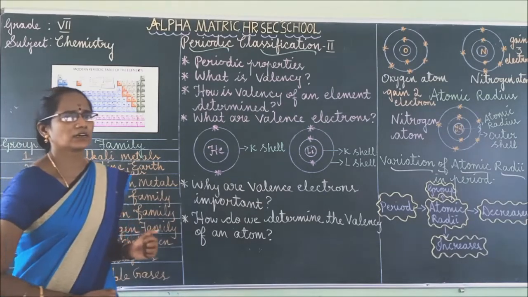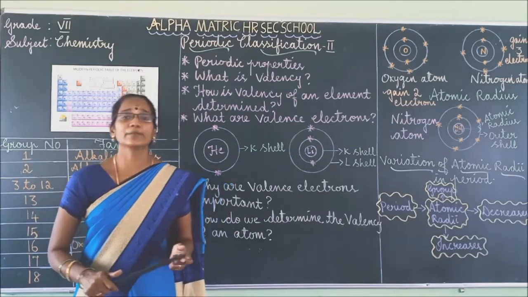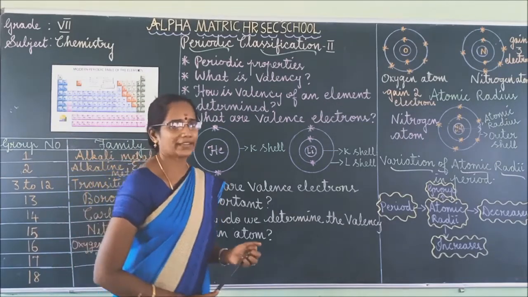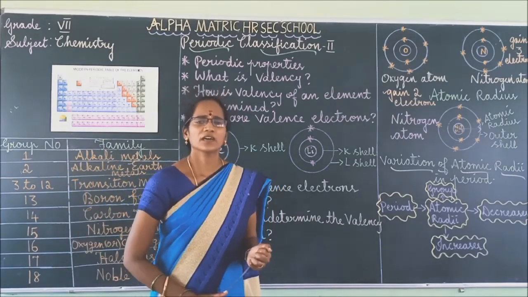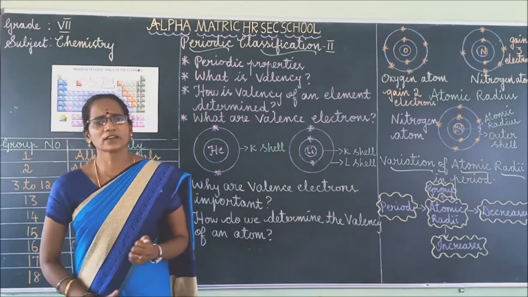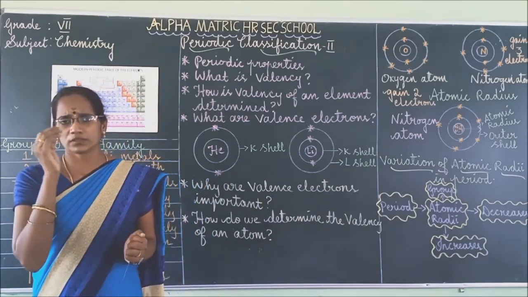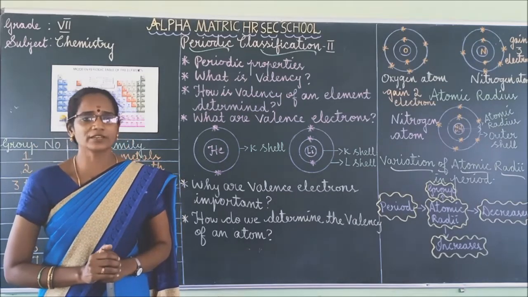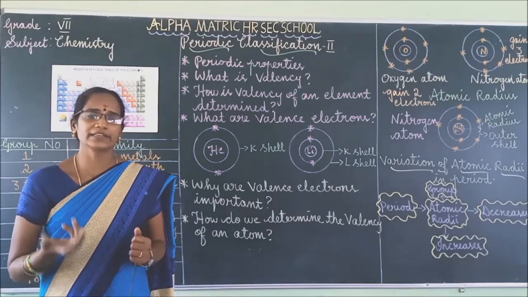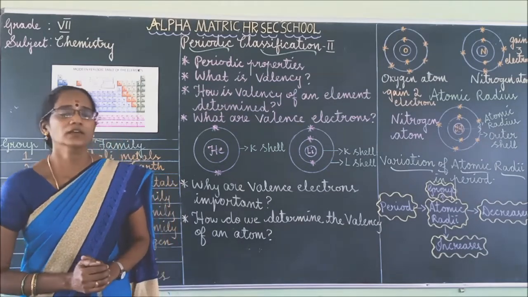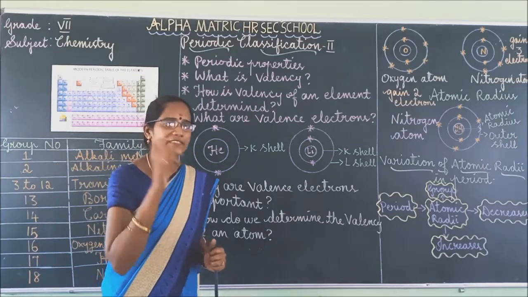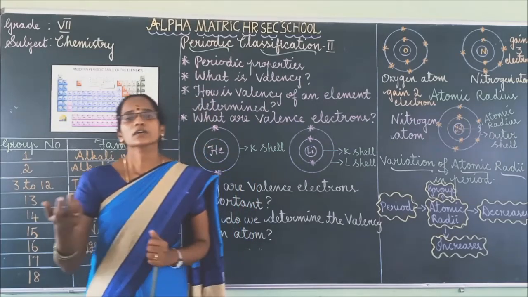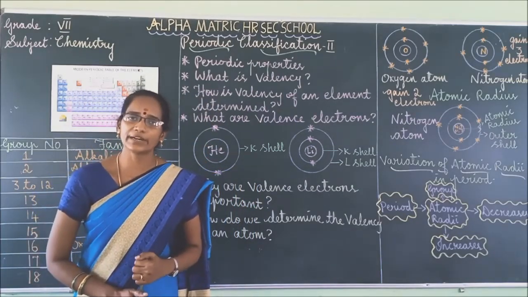Okay. Next, elements can be classified into metals, non-metals, and metalloids. Metals means the elements which contain one or less than 3 electrons in the outermost shell of an atom. Then we can say it will come under metals. For example, aluminium, iron, copper, gold, silver, all these will come under metals.